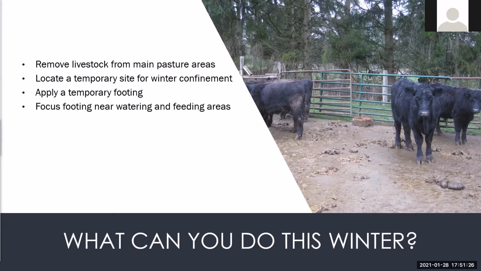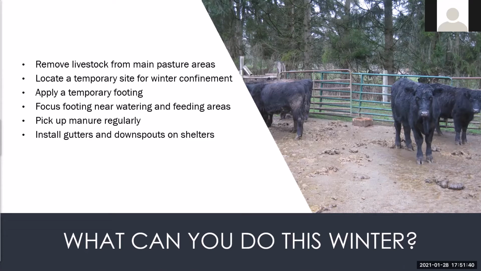So focusing footing near water and feeding areas. And then if it makes sense for your management style and what you can do in those areas, picking up manure is really going to reduce mud. Manure turns into mud, so that can add to a lot of it. And then if possible, installing gutters and downspouts on shelters where the livestock are located could really help divert some of that water away, keeping it clean, preventing it from coming in contact with that manure. Usually we want to divert it into a grassy area, so we have fast growing vegetation that can uptake that and slow down its movement.